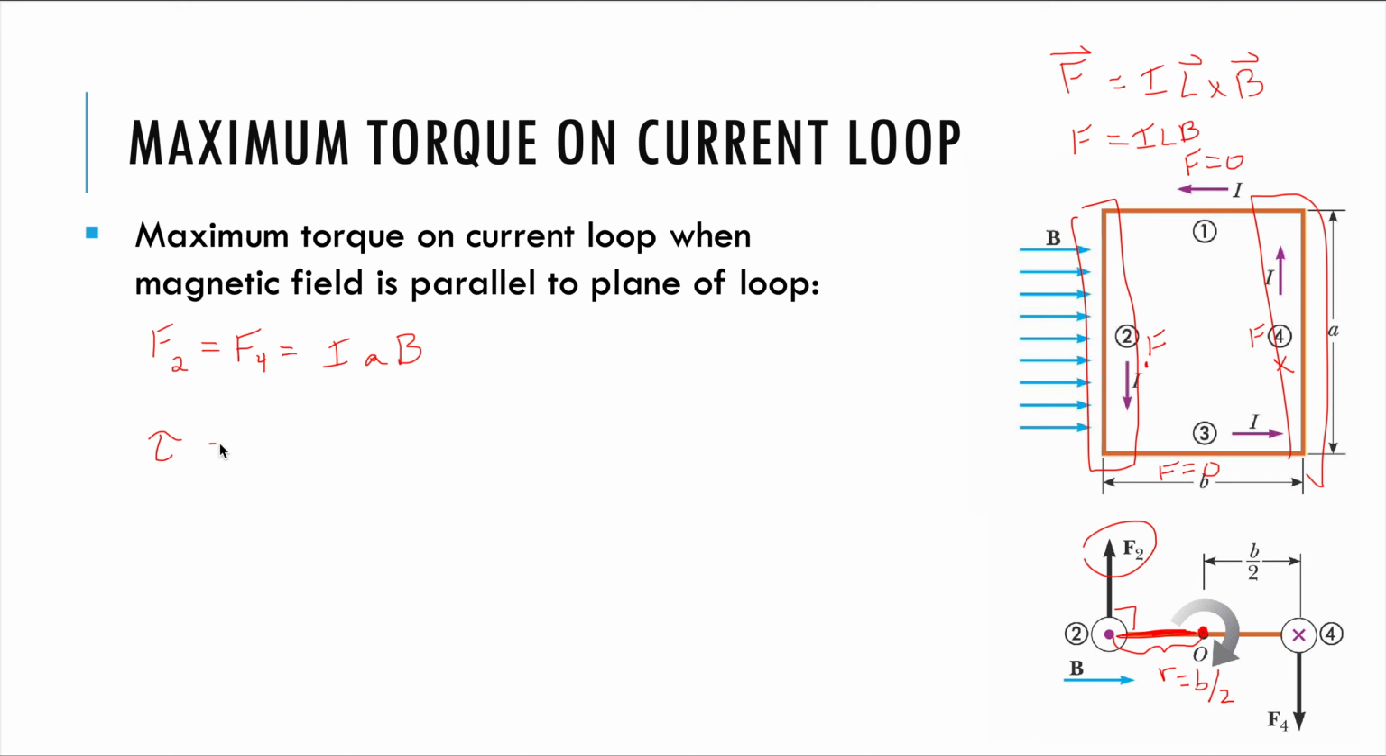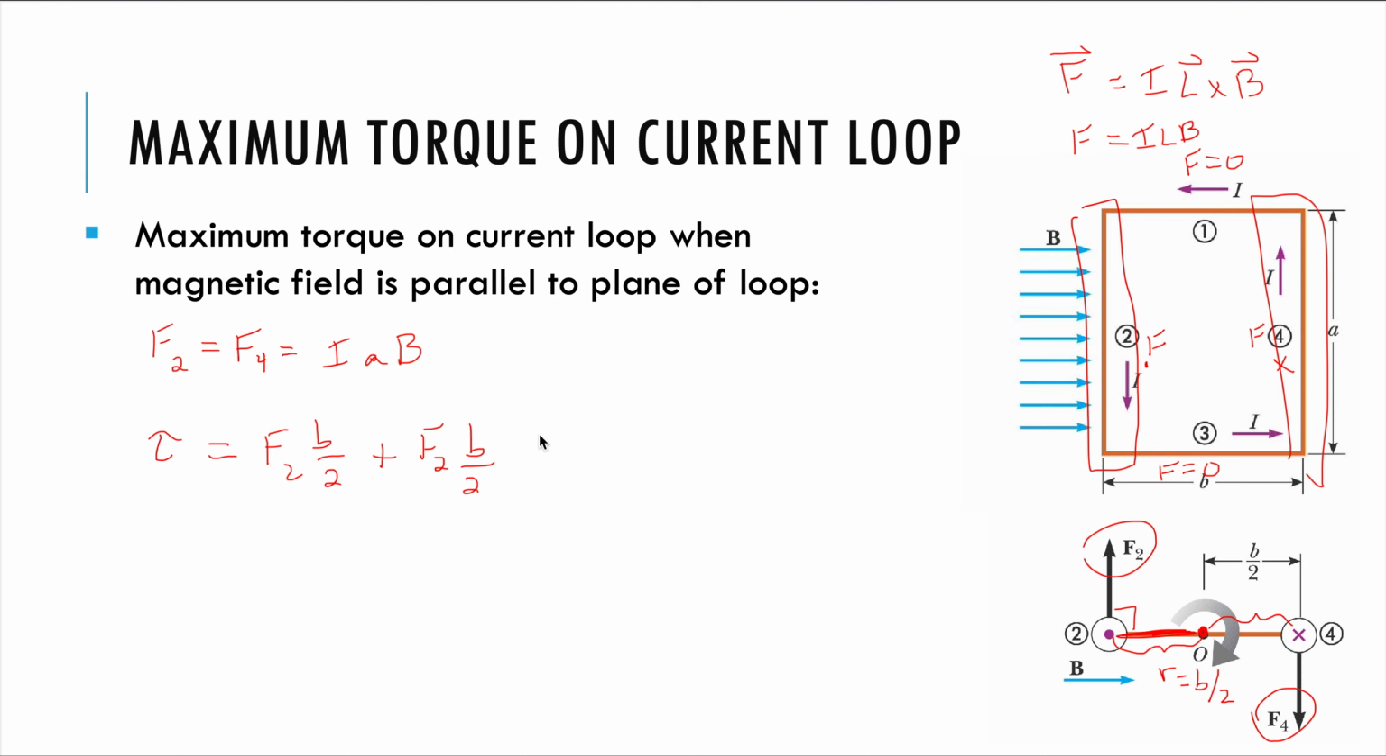The torque produced by F2 is going to be F2 times B over 2, the force times the distance because they're perpendicular. If you look at the torque exerted by force number 4, it's going to be the same thing, because the force has the same magnitude as F2 and is acting at the same distance from the pivot. Both forces are causing a clockwise rotation, so we can just add the two torques since they are in the same direction.